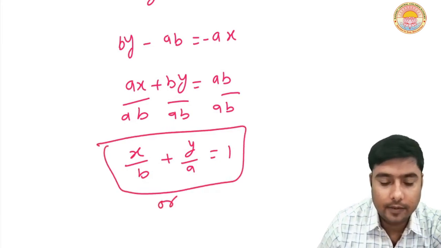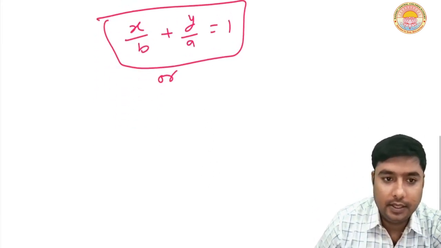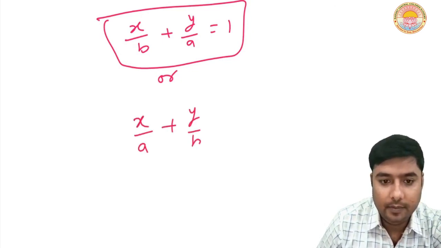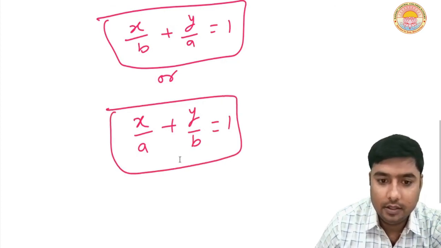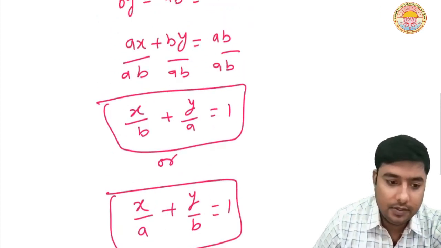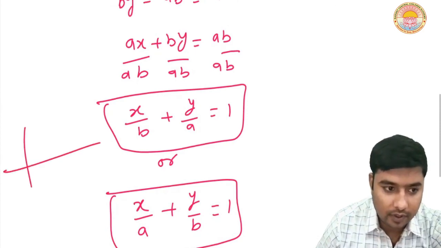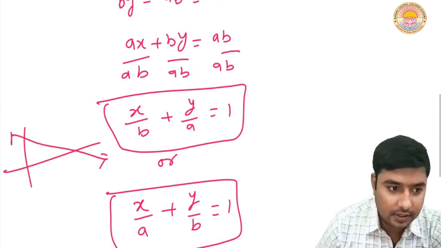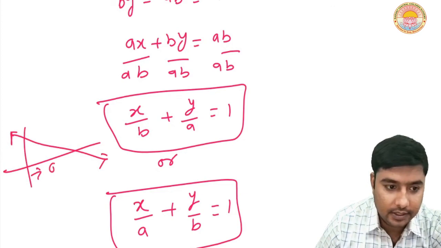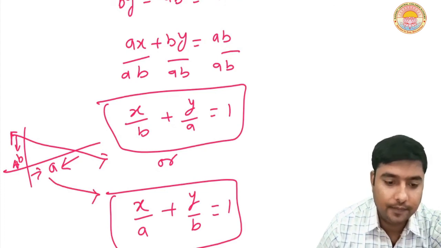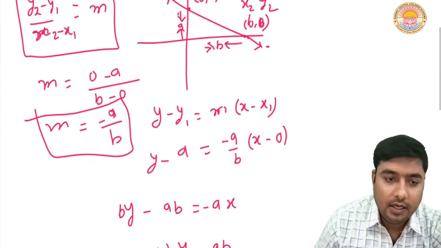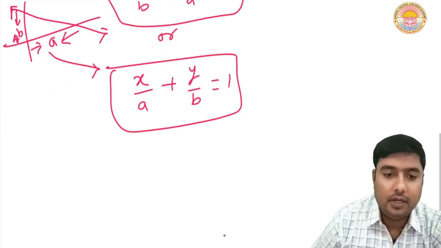Or we can write x upon a plus y upon b equals 1. When we take the intercept distance on the x-axis as a and on the y-axis as b, then we use this formula. This is called the double intercept formula.